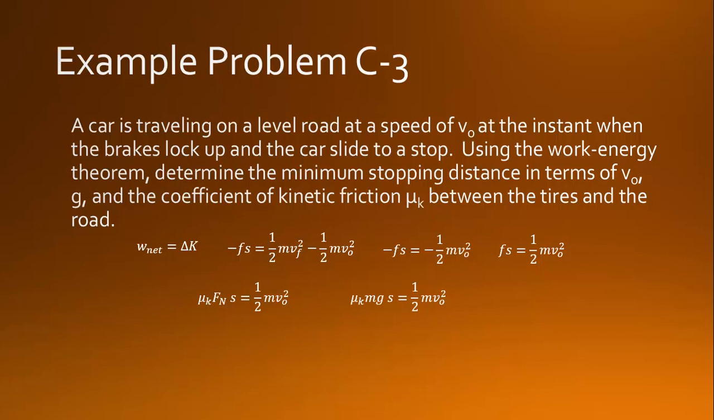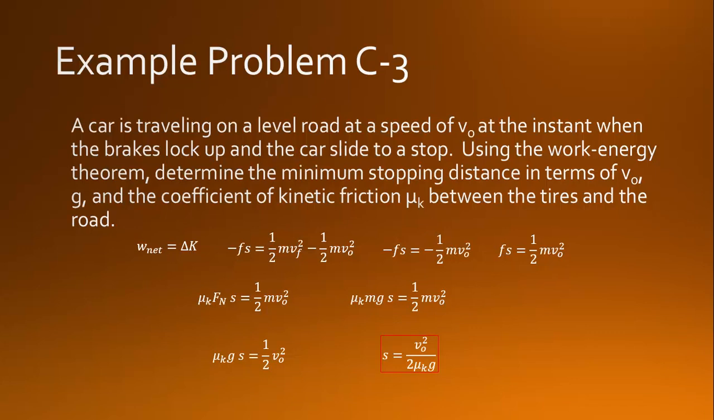Draw the picture if you're concerned, draw the free body diagram, prove it to yourself that that's the case. And so you get mu k mg s times 1/2 mv initial squared. From here I can divide by mu k mg and get s by itself. I've divided out the m first because the m's are on both sides, and we have an equation based upon s, the minimum stopping distance, and the other 3 variables that I want.